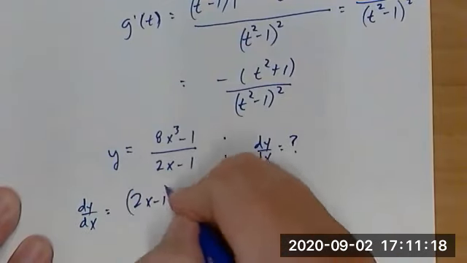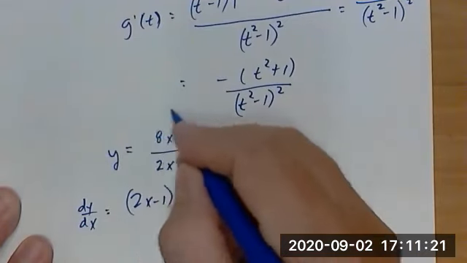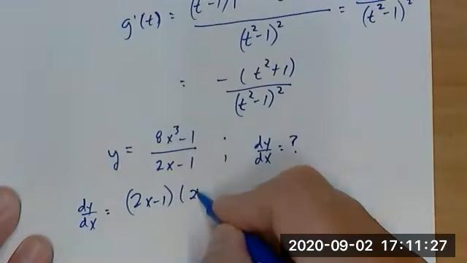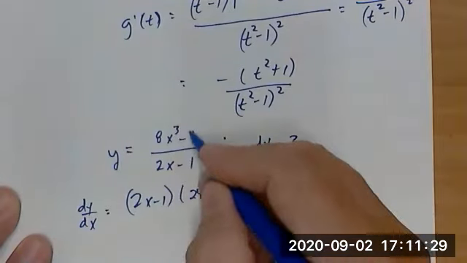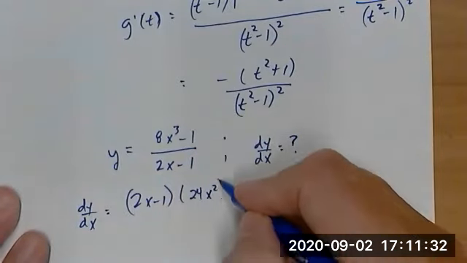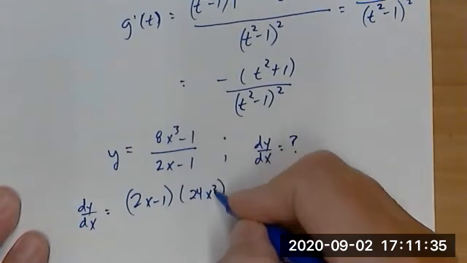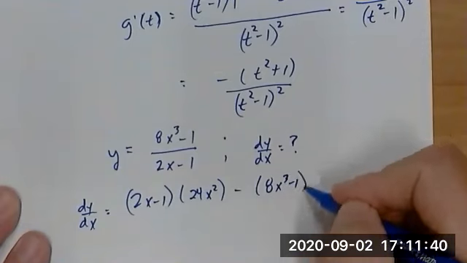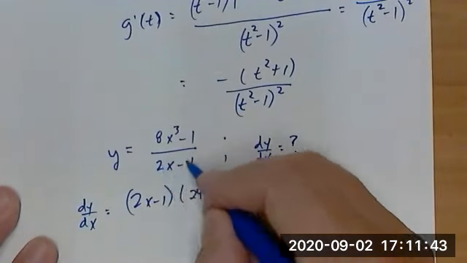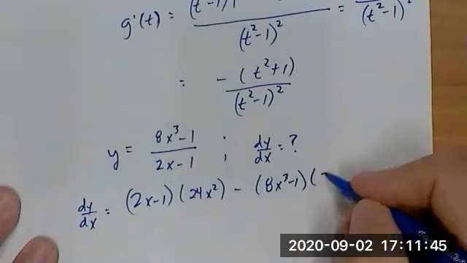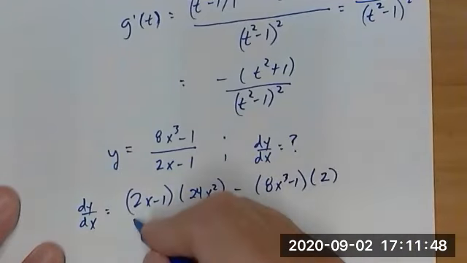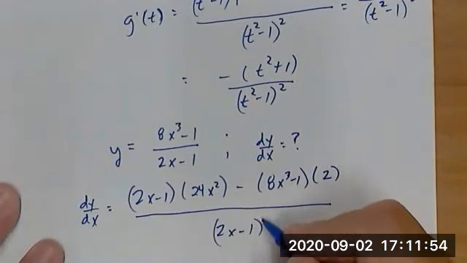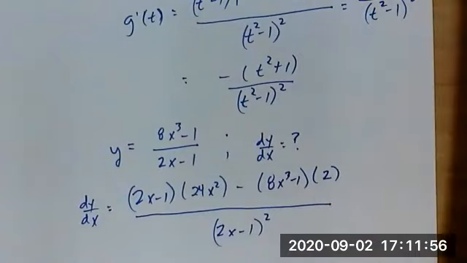Low d high. What's the derivative of what's in the top here? Well, the first part's 24x squared. Derivative of negative 1 is just 0. So the derivative of the high is just 24x squared, minus high d low. What's the derivative of 2x minus 1? It's just 2. All divided by the low squared.